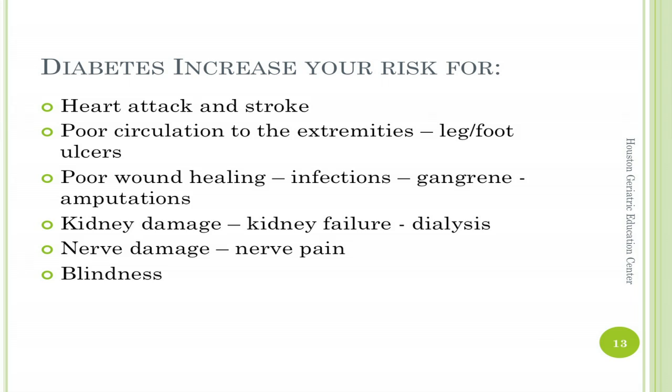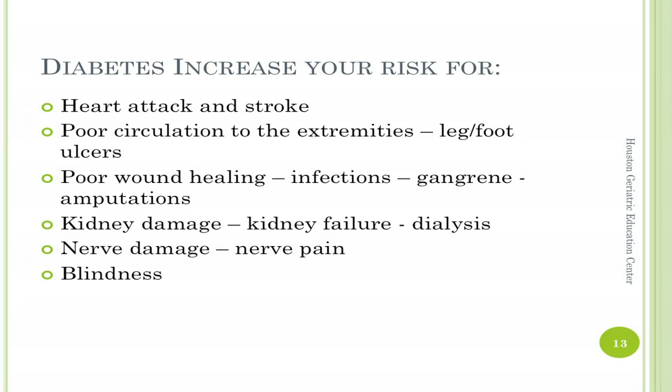The biggest long-term problem with diabetes is damage to the blood vessels. That's the blood vessels in your heart, in your brain, as well as your limbs, so your arms and your legs, and then your other major organs, your kidneys. And that would increase your risk for specifically heart attack and stroke. Poor circulation to the extremities, so if you've heard of diabetics, they have foot ulcers.